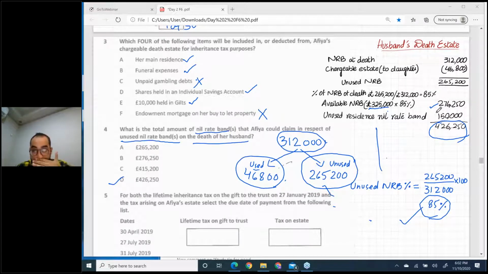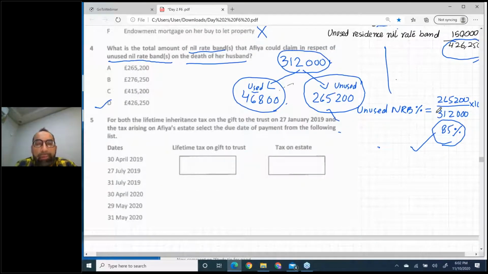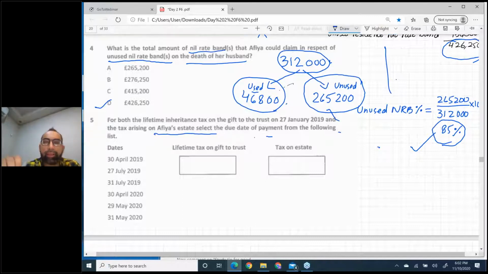Welcome back for this last after-break session. Now we have to revise one thing here, the payment date of taxes. For both the lifetime IHT, the lifetime inheritance tax on the gift to the trust on 27 January 2019, and the tax arising on Afia's estate, select the due date for payment from the following.